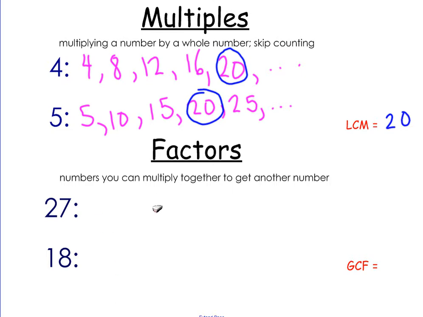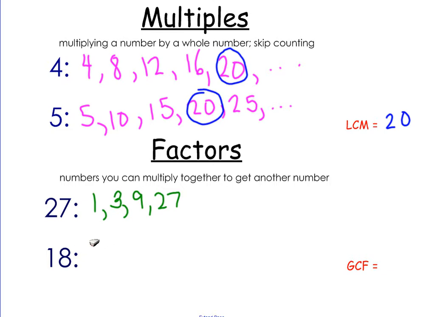The factors are numbers that you can multiply together to get another number. So let's write all the factors of 27. What numbers multiply together to make 27? I know 1 and 27 do. I know 3 and 9 do. But I don't know of any others because there aren't any.